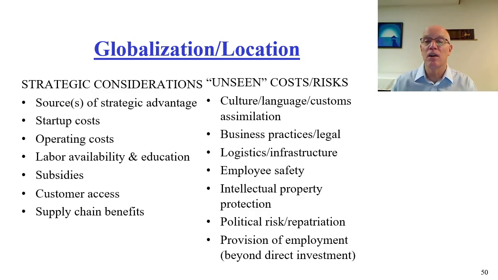So again, strategic and unseen costs, business practices, legal, employee safety, intellectual property. One of the big complaints with a lot of globalization into foreign countries is your designs get stolen, your intellectual property is not well controlled. That's a risk. Political risk. Companies have had it where they've had a multi-million-dollar investment in the country, built a factory, and then the local politicians come in and say, nah, we changed our mind. We now take this over. They park a few soldiers around your factory and it's now their factory. And there's not a whole lot you can do about it.